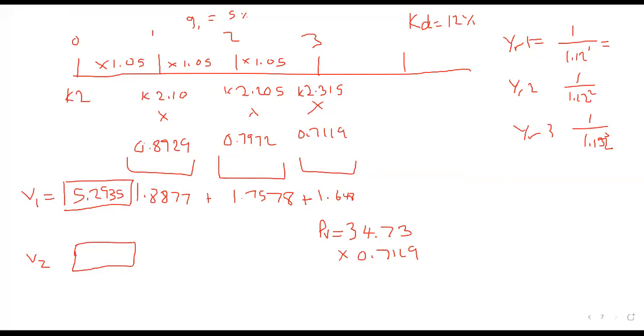34.73 times 0.7119. We're going to get 24.72.